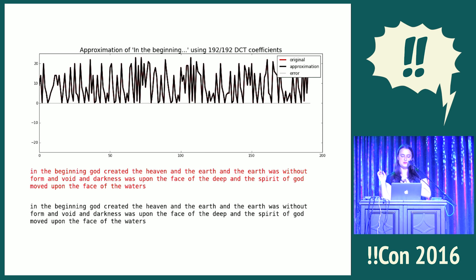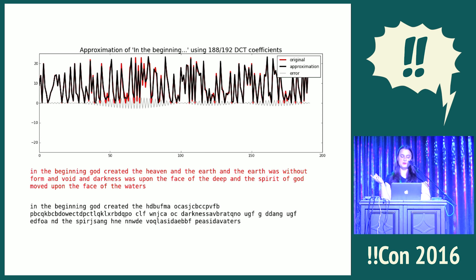I'm graphing the values from the source text in red with the values in the inverse DCT in black, with the difference between the two graphed in light gray. The original text and the transcribed approximation are beneath the graph. This graph shows what it looks like when you're using all 192 coefficients. So as you'd expect, it reproduces it with 100% fidelity.